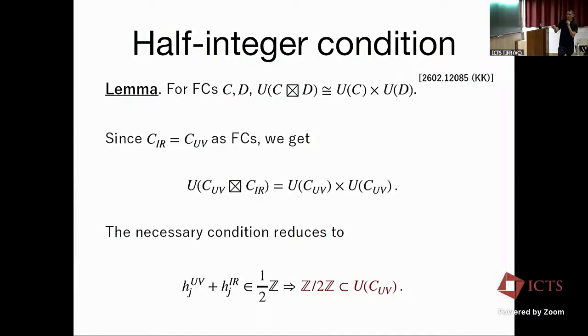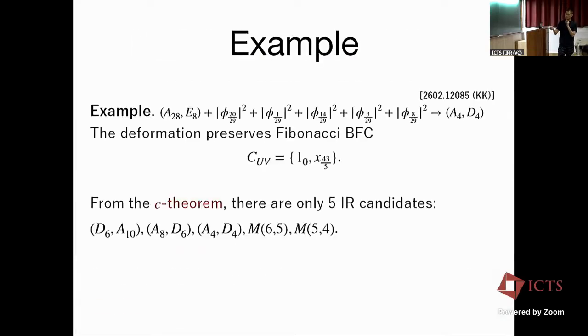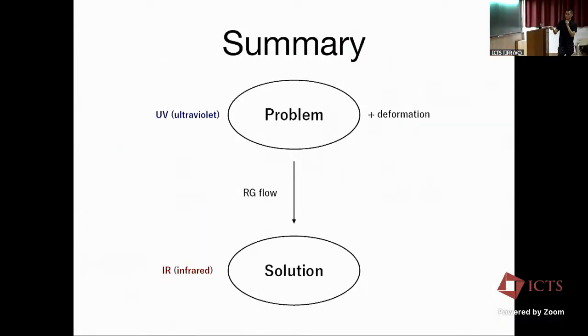So for the sum to be a half integer, U_C_UV times U_C_IR needs a Z2 subgroup. This is a necessary condition. And since I don't have time, I skip this example. If you're interested, you can ask. Then I officially get a few more minutes.